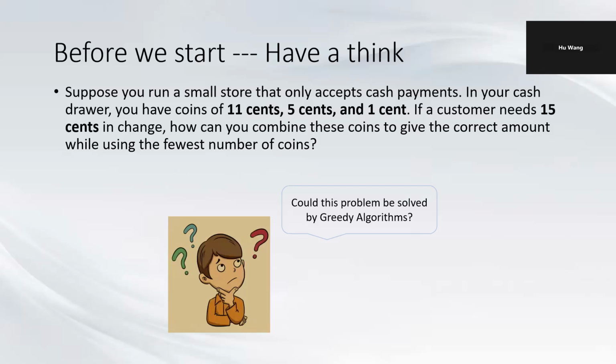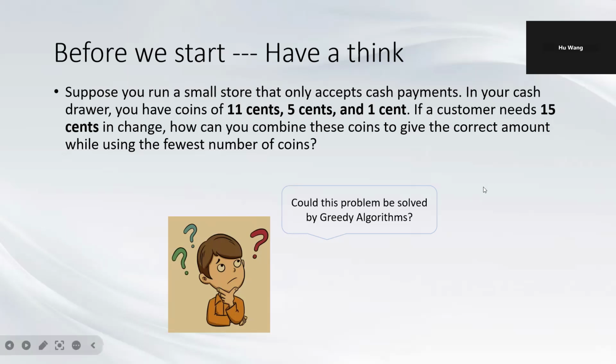Before we start, we can think about an interesting example. Suppose we run a small store that only accepts cash payments. In your cash drawer, you only have coins of 11, 5, and 1 cents. Say the customer needs 15 cents in change. How can you combine these coins to give the correct amount using the fewest number of coins? This isn't happening in our real world, right? So you can just imagine this in a magic world or a parallel world.